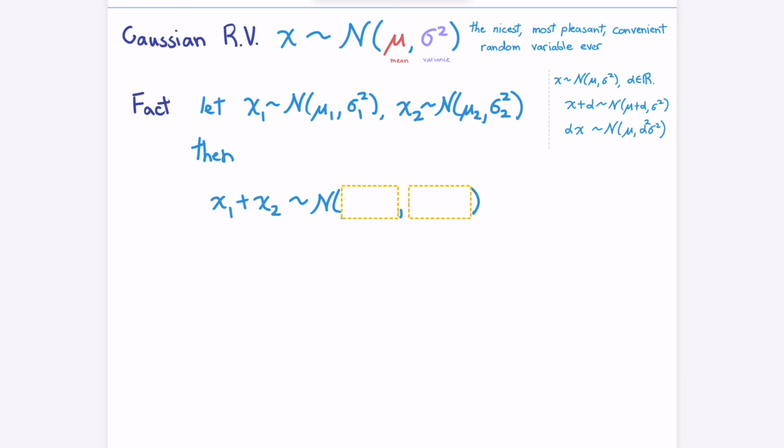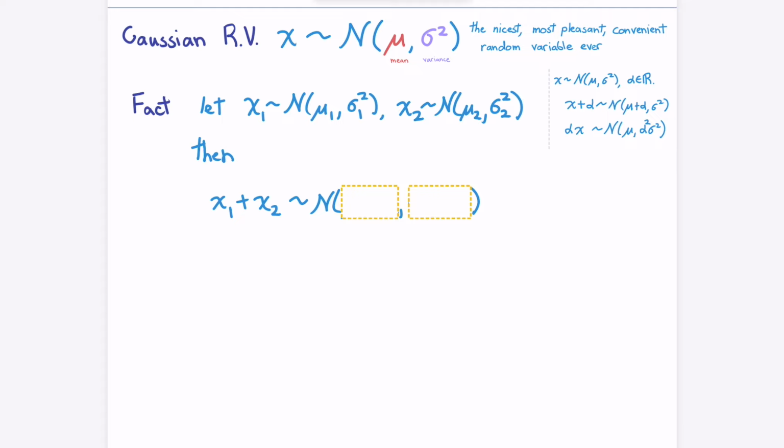If I give you two Gaussian random variables, different means, different variances, and I add them together, I'm going to get another Gaussian random variable. So this is very nice. If I take two 0, 1 random variables and add them together, I don't get a 0, 1 random variable. But if I take two Gaussian random variables and add them together, I get another Gaussian random variable.